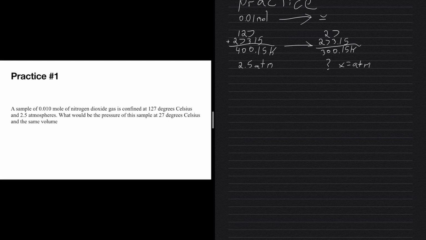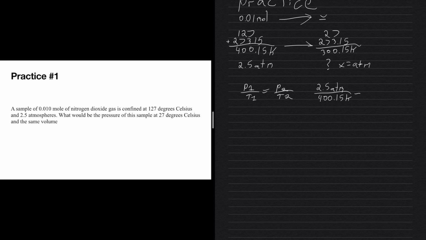So looking at this problem, I'm seeing that we're going to have a constant volume, which means we can use Gay-Lussac's law because that states at a constant volume, the pressure and temperature are directly proportional. So Gay-Lussac's law is, again, P1 over T1 equals P2 over T2. So now let's fill in the information we know. We know P1 is 2.5 ATM. And we know T1 is 400.15 Kelvin.